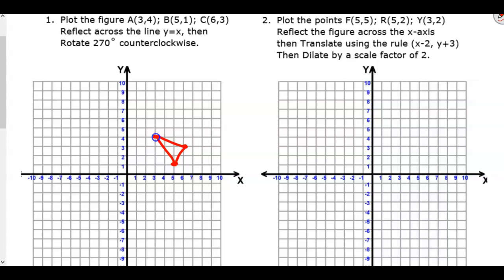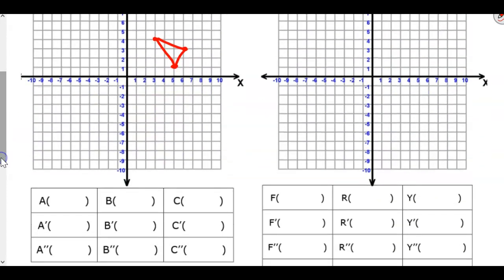And I want you to write all those points in the first row of the box at the bottom. (3, 4), (5, 1)... So you have your original graph, and you have your original points written down. Now after that, you have step 1.